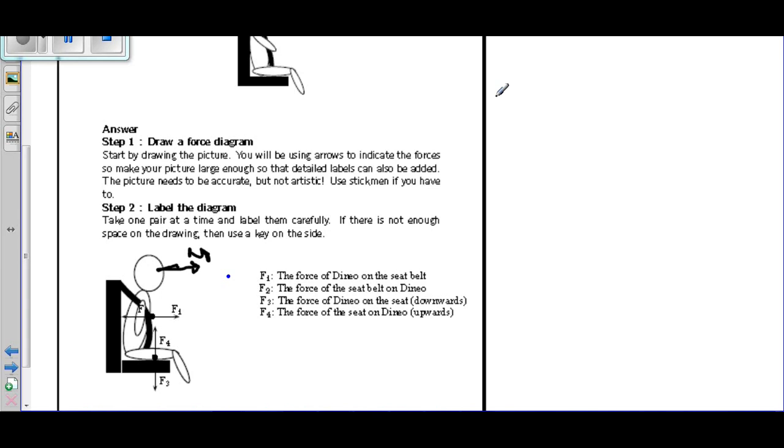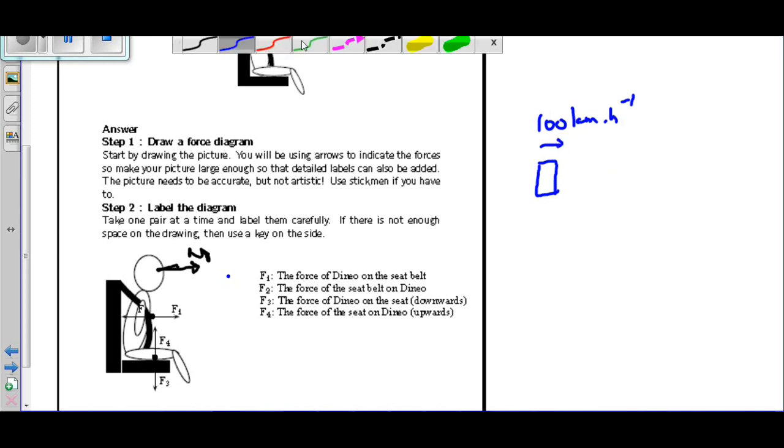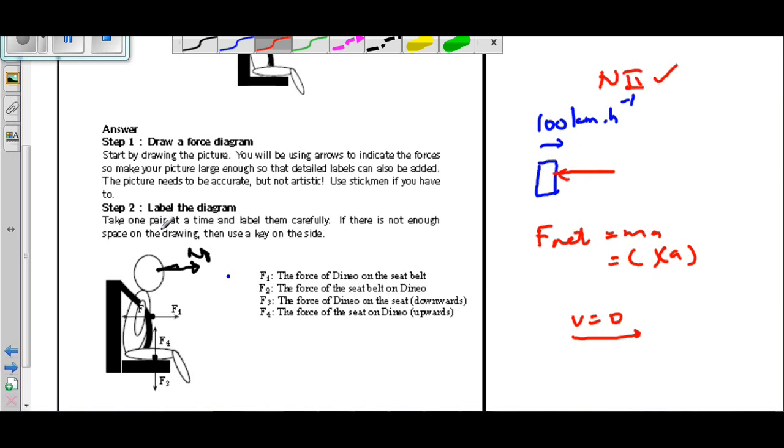So if you draw it as an object here on the side, we can say here is Dineo. He is moving at 100 kilometers per hour in this direction, and because there is a force applied in this direction, we see that our net force of the seat belt is equal to ma, which refers to the mass of Dineo, and then there will be an acceleration, and ultimately the velocity of Dineo will be 0 because luckily he won't get injured in the crash. So that will be Newton 2 applied in this example.